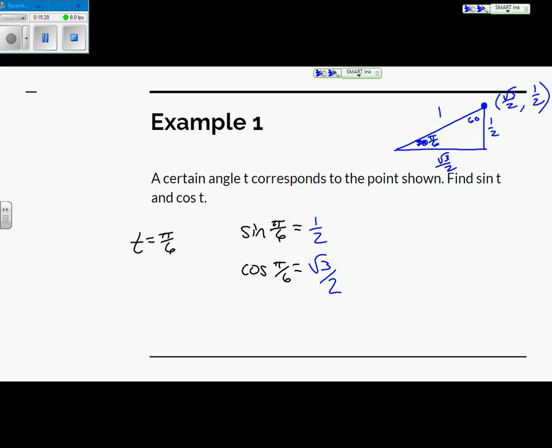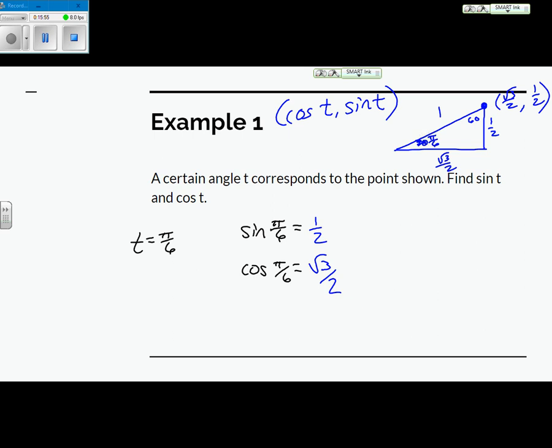I promise you, all the way around that unit circle, every x value that you put down was cosine of that angle. Every y value you put down, the 1/2 right here, is going to be sine of that angle. So all the way around, we're just looking at cosine of t, sine of t. Okay?